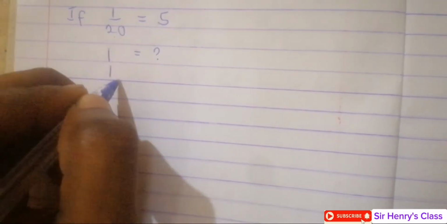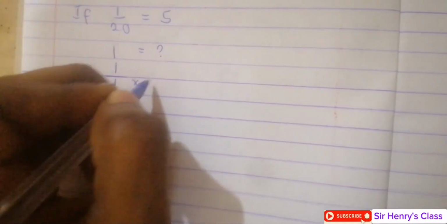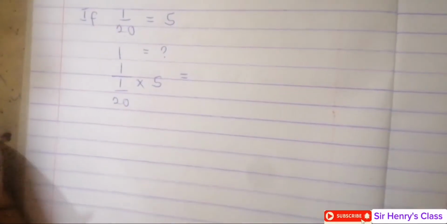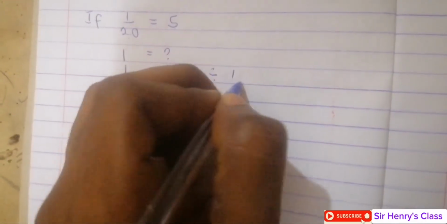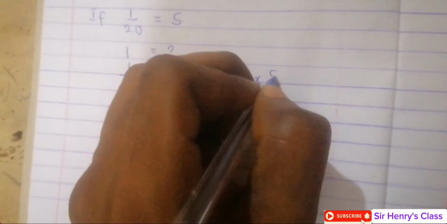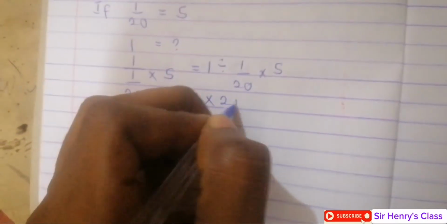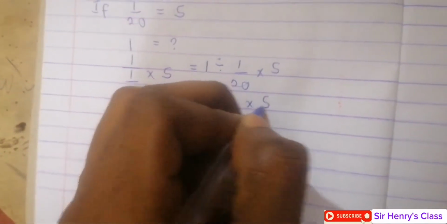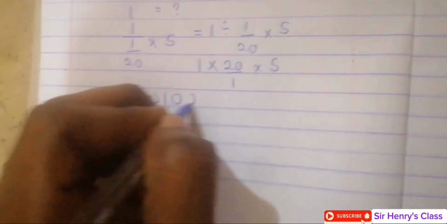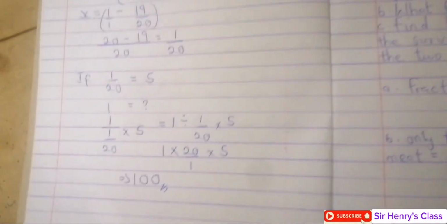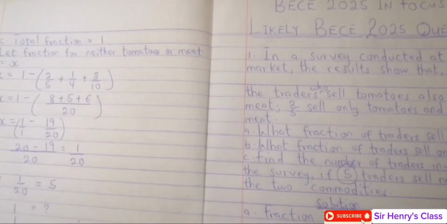So that will be 1 divided by 1 over 20, times 5. You may see this to be very strange, but it's simple. 1 divided by 1 over 20 times 5. So we have 1. Now reciprocate. That will be 20 over 1 times 5. And if you simplify this, your final answer will be 100. So therefore, 100 people were involved in the survey.